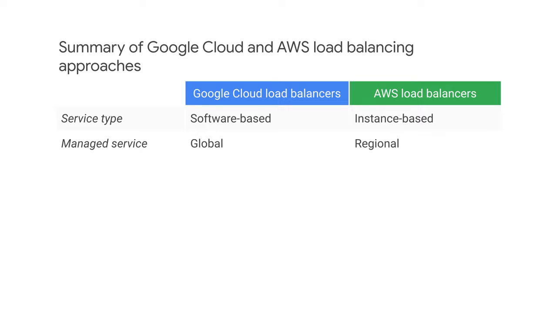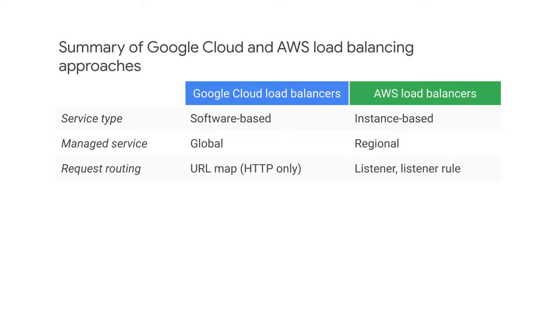GCP load balancers are a global managed service. The load balancer can survive a region outage because the service is not built in a region. The service is built on the network edges. AWS load balancers are built in regions. So a region that goes down can take the load balancer with it.